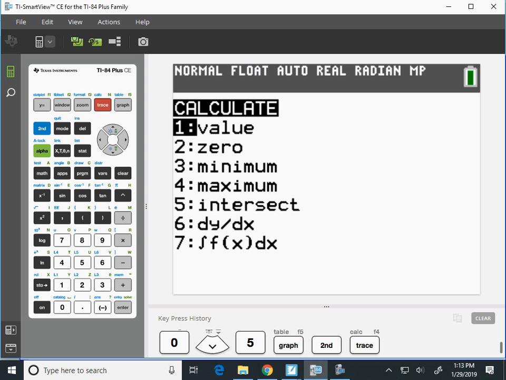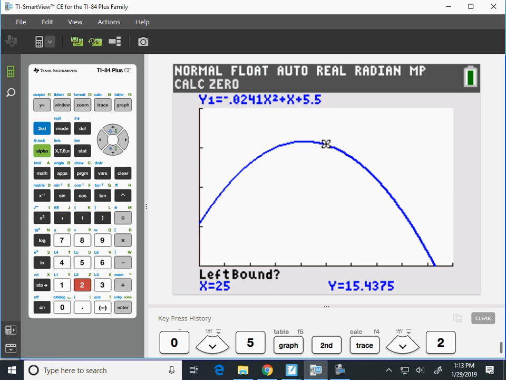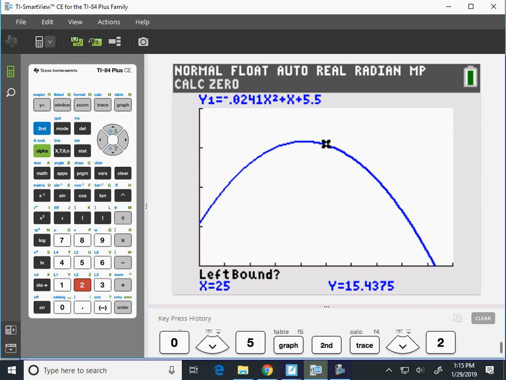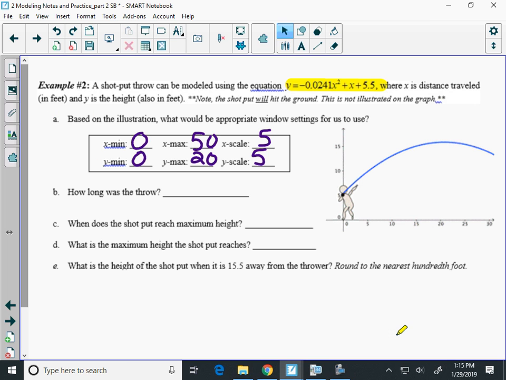Second trace. Now, you guys know it takes me forever on my board here to do it. So I'll have you find your 0. 46.41 or so? Yeah? Okay. So when it asks you how long is the throw, or when does it hit the ground or something like that, you're trying to find the X-Intercept.